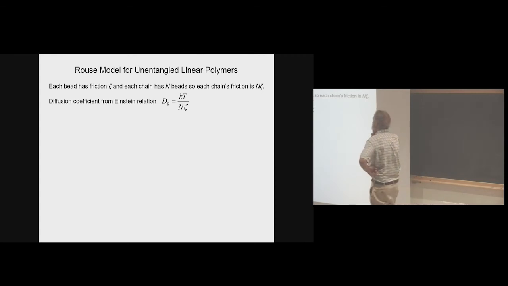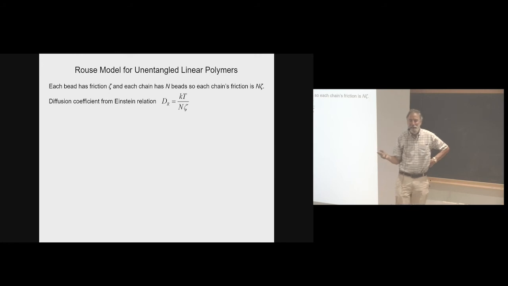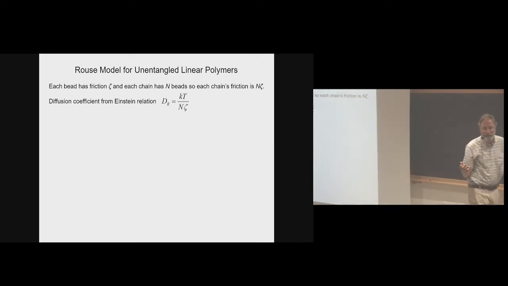And the cheap and cheerful scaling is easy because each bead has friction zeta, and there are n beads, so the chain's friction is just n times zeta. And then I can use my Einstein relation to know the diffusion coefficient predicted by the Rouse model right away, just kT over n zeta. So we didn't do any work for that, right? And the diffusion coefficient is going to get slower and slower as I go to larger and larger chains.